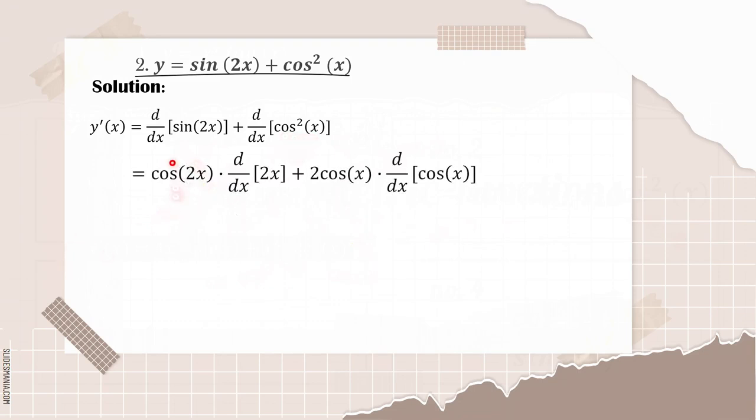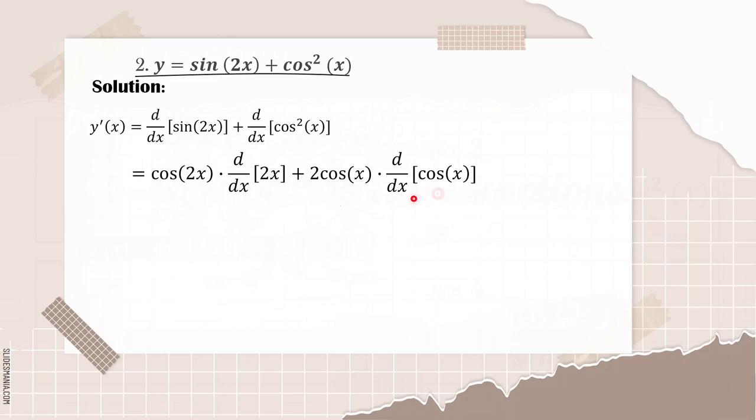Therefore, it would be the derivative of sine, which is cosine, copy the 2x, and then the derivative of what's in the parentheses, which is 2x, plus the derivative of cosine squared, which is 2 cosine, because as we use the power rule, our power is 2, therefore it would be 2 cosine raised to 2 minus 1, and 2 minus 1 is equal to 1. That's why it's 2 cosine. And then just copy x times the derivative of cosine of x.